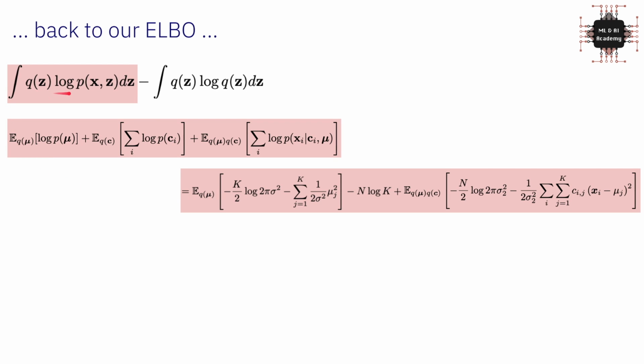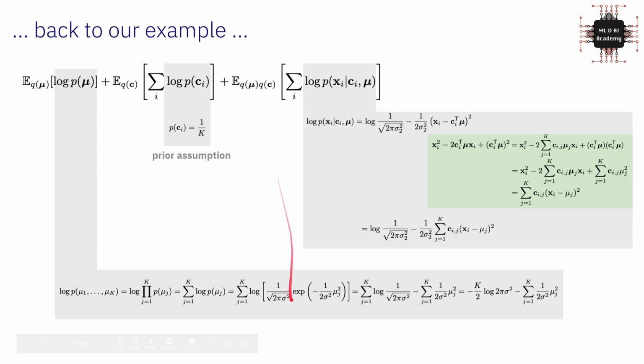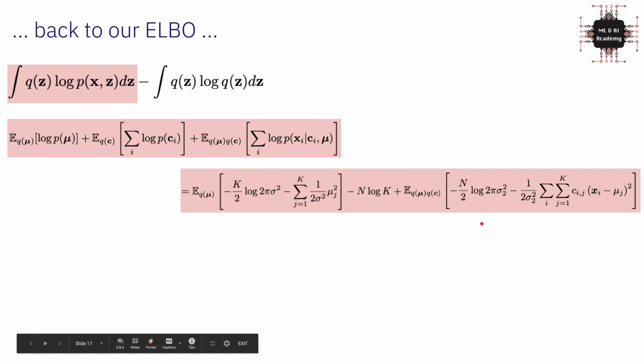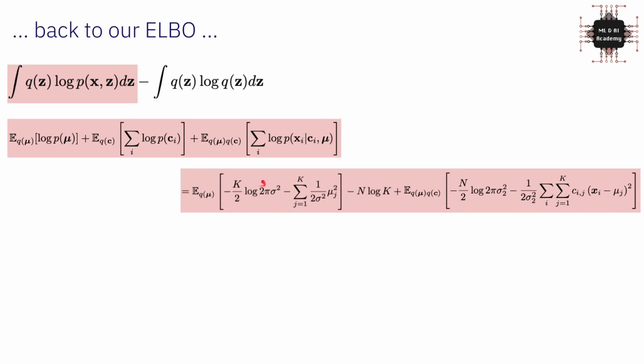So now this term in the ELBO, which was nothing but E_Q of log P of mu, then you had E_Q of C summation of log P of Ci, and then you had E_Q of mu, Q of C summation of log P of xi given Ci. Now we just plug in the results we got here, here, and here into this equation, which will give me the following form. So it will be E_Q of that constant, then you have this mu j squared, remember? And then we remember we had here the prior saying 1 over k for P of Ci.